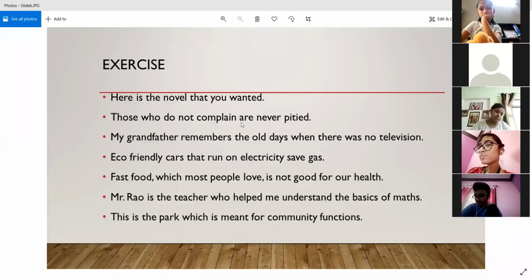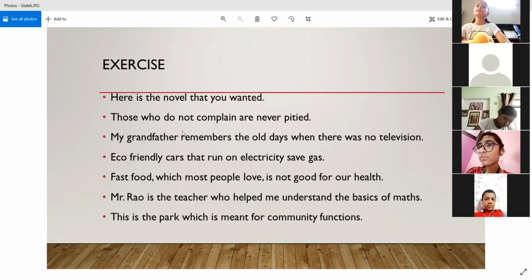So this whole part will start acting as a noun clause, but as soon as we remove "those" from here and only take this part, "who do not complain," this part alone will be the adjective clause because then it will describe those. Otherwise, it will answer the question who are never pitied, which means it should be a person. So this whole part will act as a noun clause, and the part "who do not complain," removing "those" from it, will start acting as an adjective clause.